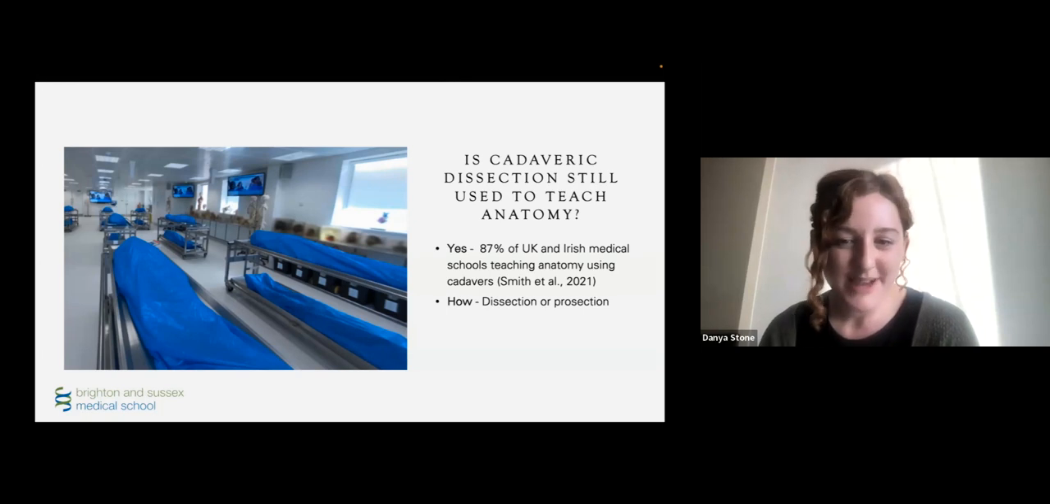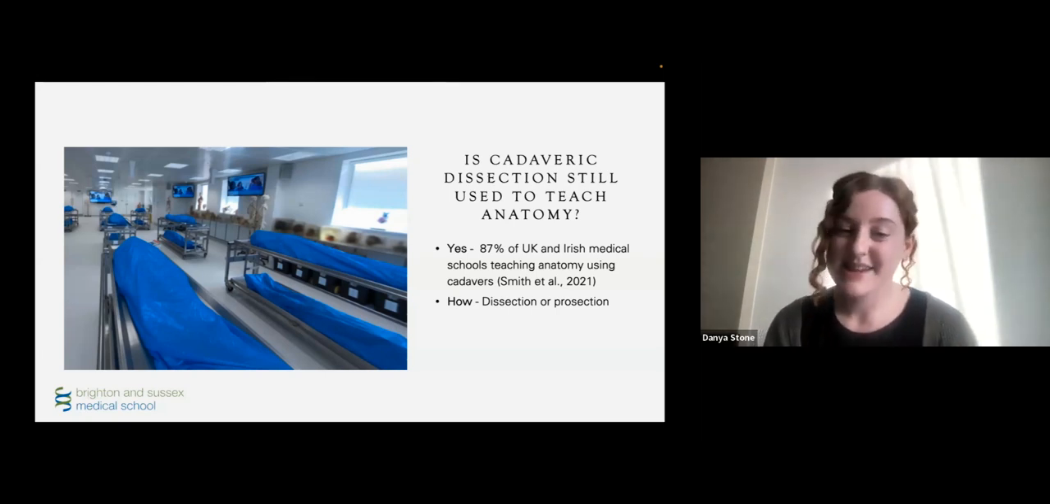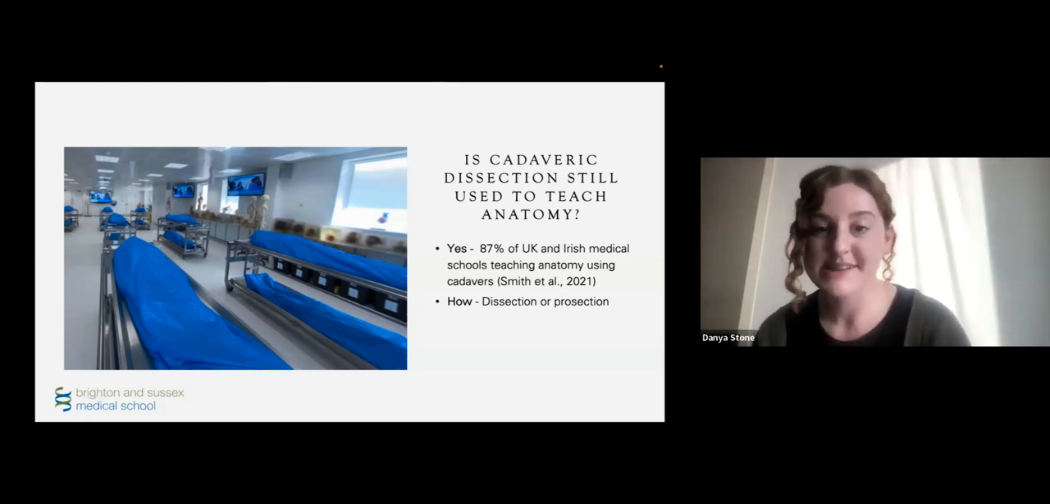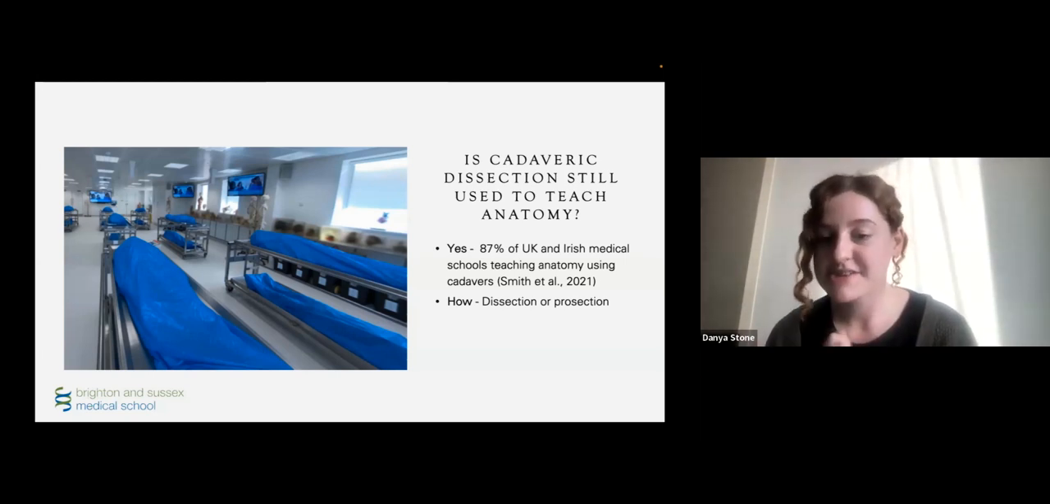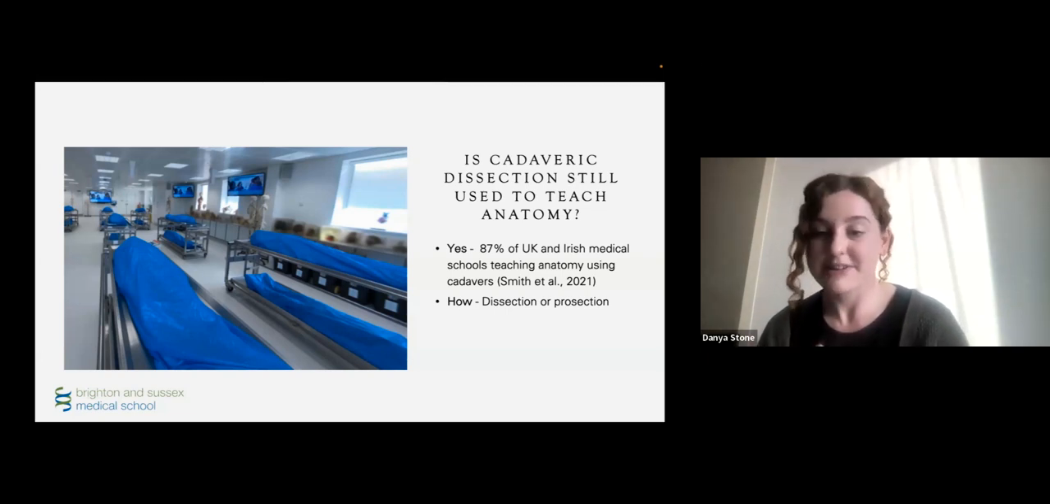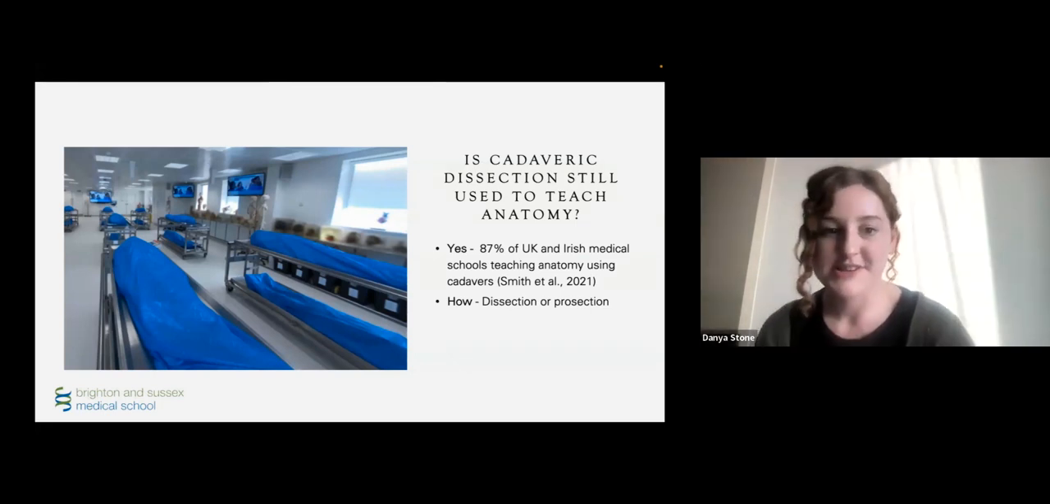There are two main formats to teaching through cadaveric dissection: dissection or prosection. The first one is dissection, and this is where students are provided with a guide, or there's a faculty member there to guide them through, and the students themselves dissect the body. Working with a scalpel and other instruments, they work through layer by layer and slowly reveal the structures that they need to see for that session.